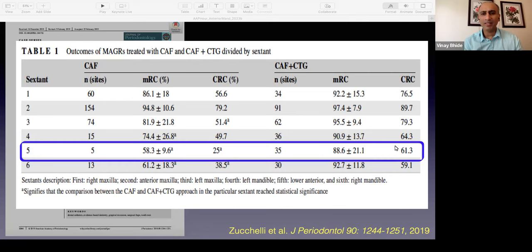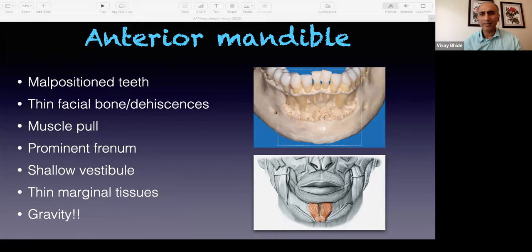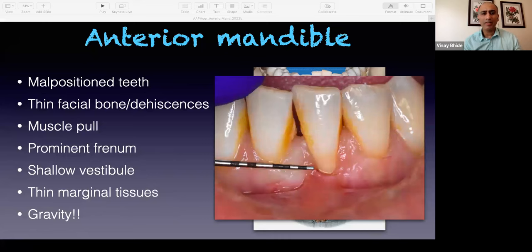So what is so unique about the anterior mandible that it's a bit of a different area, so to speak? Well, there's a higher proportion of malpositioned teeth. We know that the bone is thin and most likely dehisced. We also know that we've got the mentalis muscle, which is quite prominent. We also have shallow vestibules, oftentimes thin marginal tissues, and gravity is not working for us in this area.